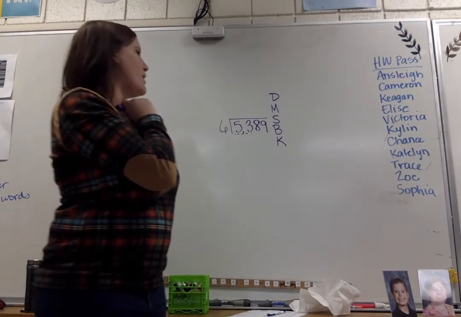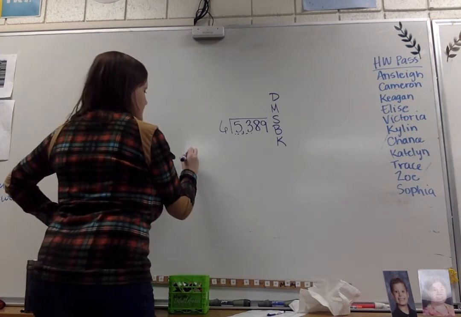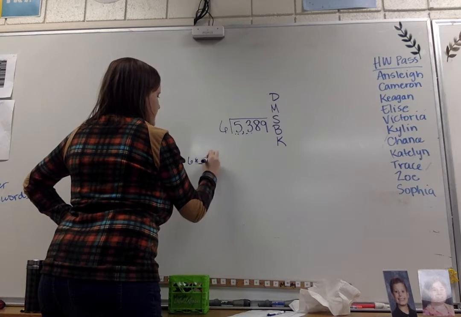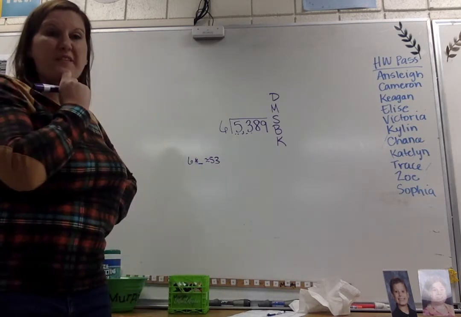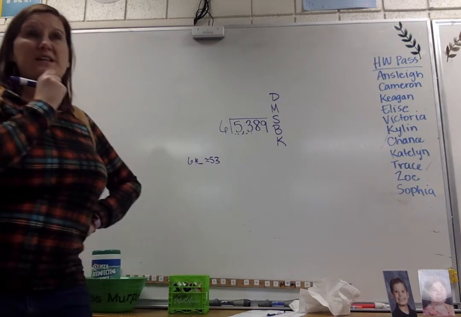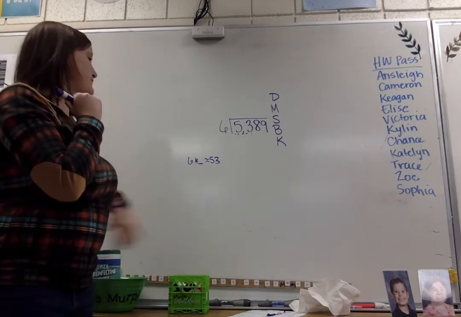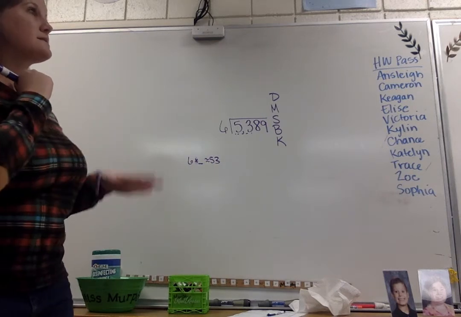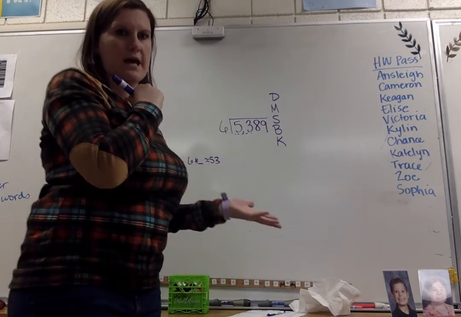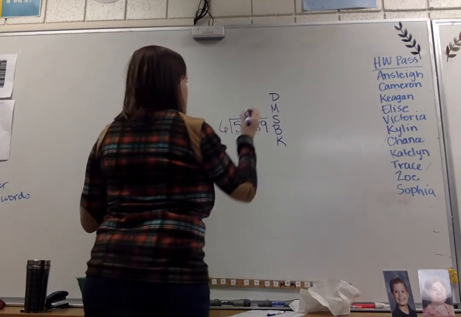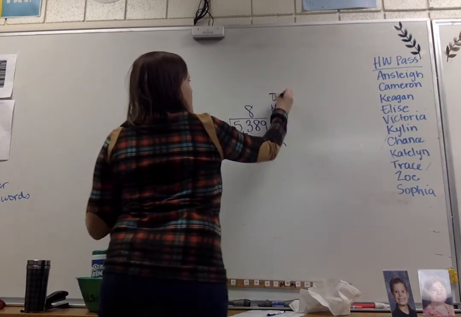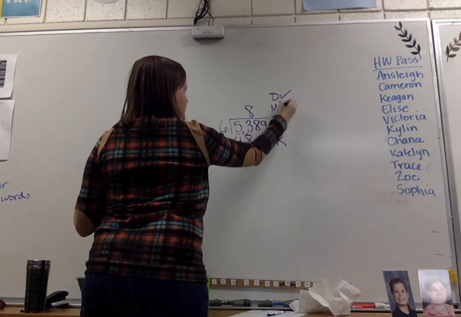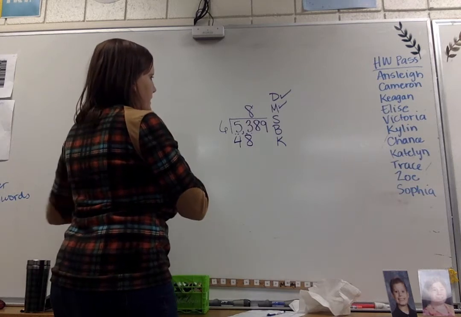So now I have to think of what times 6 gets me something close to 53. So we have to know multiplication really well. I know that 6 times 9 equals 54. That's really close, but we're not supposed to go over. So since we did 6 times 9, let's try 6 times 8, which I know would equal, for multiplication, a product of 48. So we did multiplication next. 6 times 8 equals 48.